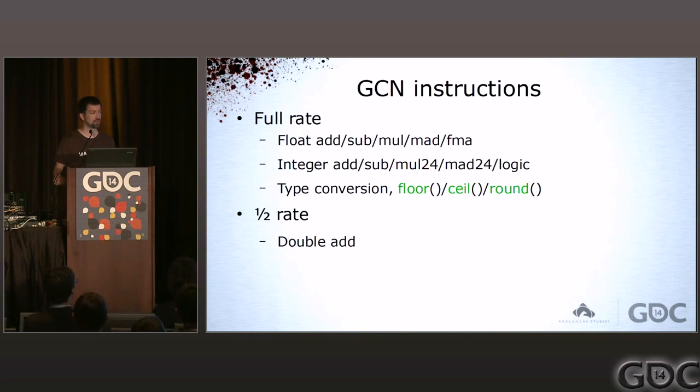The 32-bit multiply, on the other hand, is actually a quarter rate instruction. So in a lot of cases, it's very useful to use the 24-bit multiply and get a lot of speed from that. Type conversion is full rate on GCN. It used to be slower. It used to sit on the transcendental unit on older AMD hardware, but nowadays it's full rate. Operations like floor, ceiling, round, etc., are also full rate. At half rate, we have double adds. That's basically the only instruction class that's half rate as far as I know.